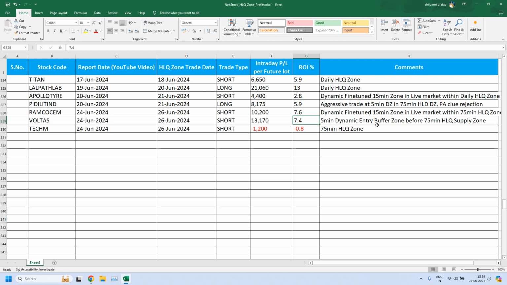And this is the dynamic entry buffer zone before a 75 minutes high liquidity supply zone. This concept you also learned in lesson 21. We have around 7 or 8 videos in lesson 21, so in one of the videos you learned this concept. That's why understanding the concepts and observing the concepts are very, very important. Otherwise, we miss good trade opportunities.